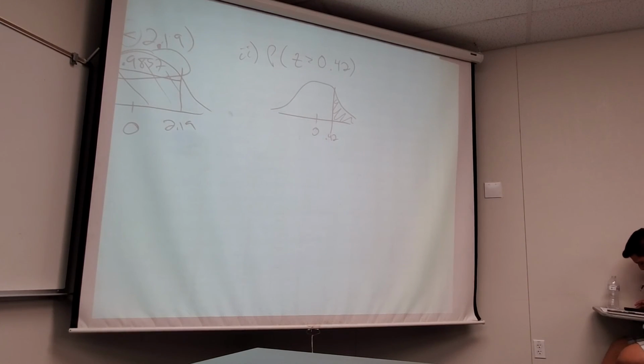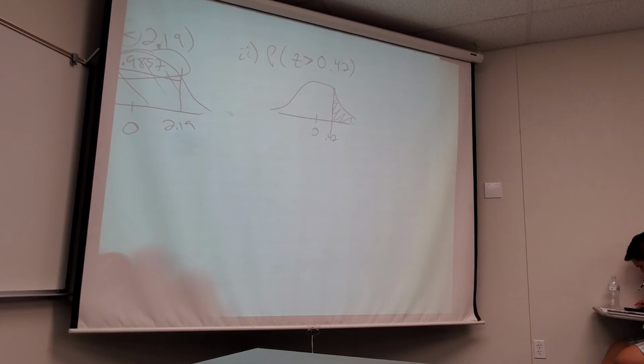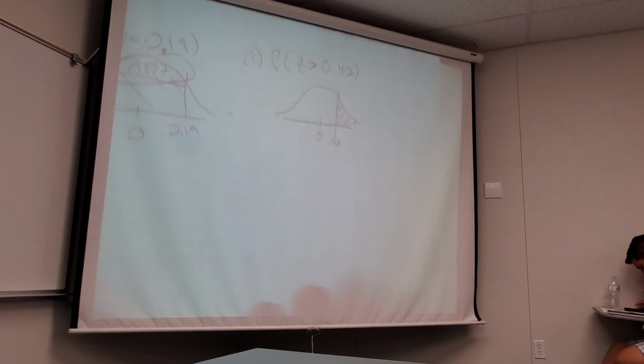Where do you put it? The arrow tells you where to shade. So if I look up 0.42, will it answer the question? No, but we're going to do it anyway.